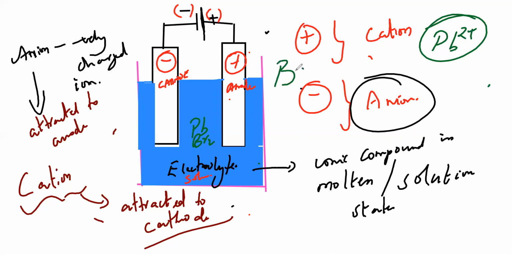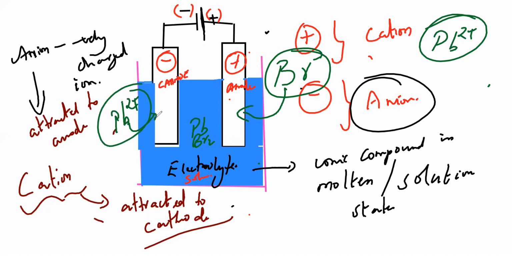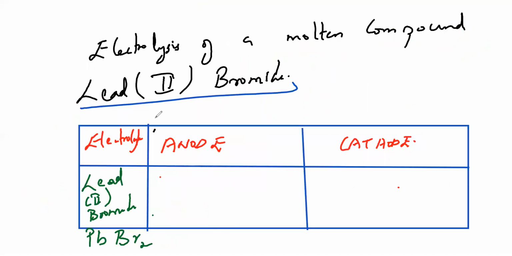And bromine, Br minus. So which is the negative ion here? The negative ion is bromine, and negative ions are anions. They will get attracted to the anode, whereas Pb2 plus, the positive ions, will get attracted to the cathode respectively. So at the cathode, what do I have? Lead, Pb. At the anode, what do I have? Bromine, from the negative ion, it's Br2.